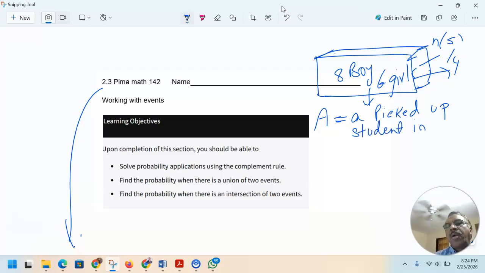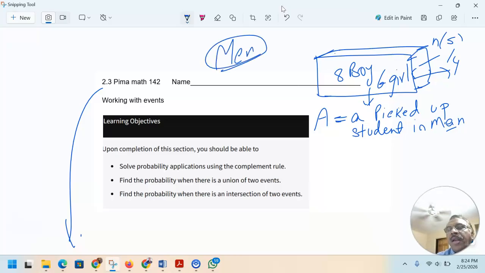Student is a man or boy. I can't say boy for you guys. You guys are men and women, so maybe man. If I write E, that's like many of them; if I write A, it's just one. So instead of boys and girls, I'm going to use man and woman. So the picked up student is a man.